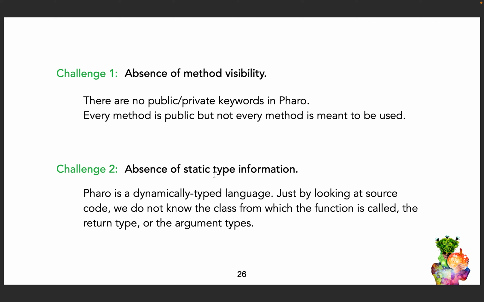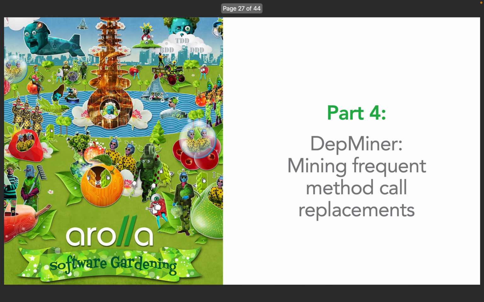Second challenge also introduces false positives because as a dynamically typed language, in Pharo it is not clear, when we have a method call, it is only a method name. It is not clear from which class this method will be called, and it is only during execution that this will become clear. So also we don't know what the argument types are, we don't know what the return types are, and like this it introduces a lot of false positives to our data set because we only have the method names, and sometimes we think it is the good replacement, but in fact it is not. So these are two challenges that we will have to deal with.